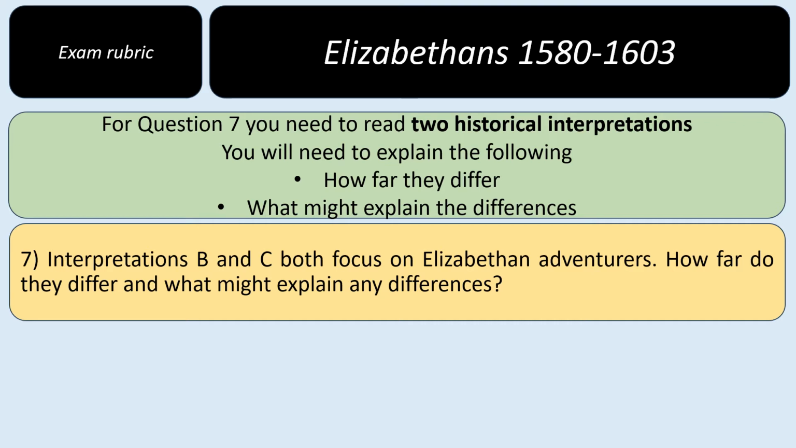So the question we're going to look at today is: interpretations B and C both focus on Elizabethan adventurers. How far do they differ and what might explain any differences? So that's the question that we're going to focus on today.